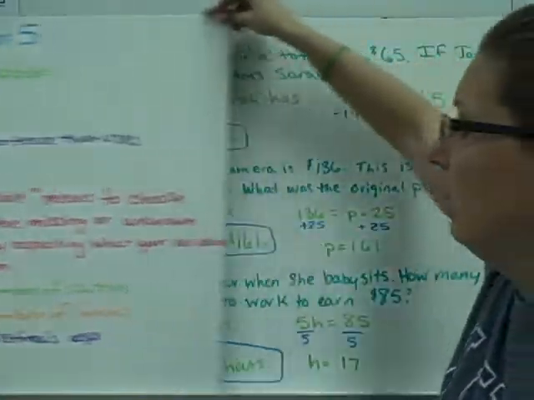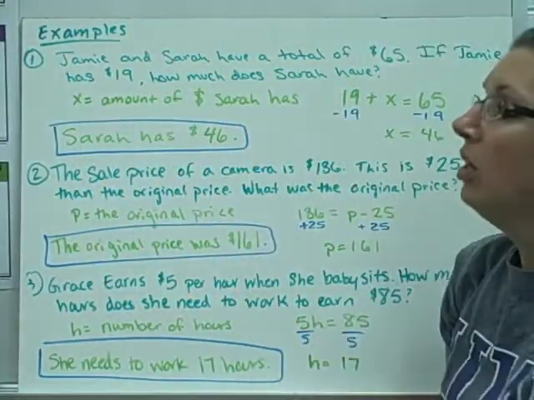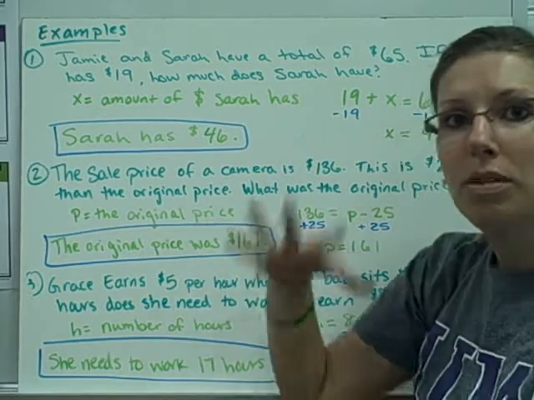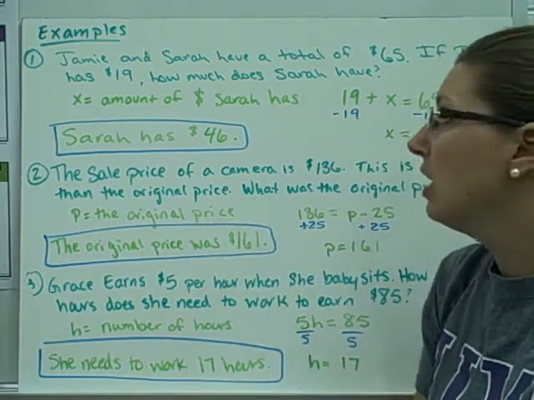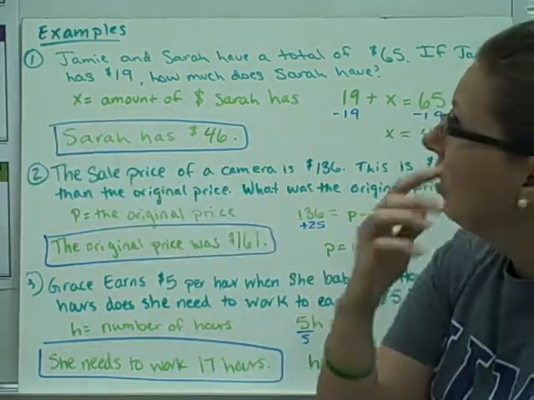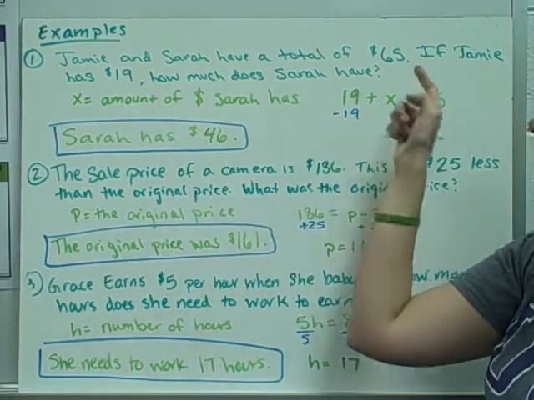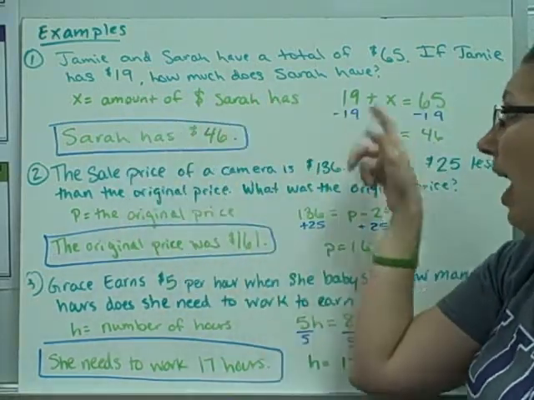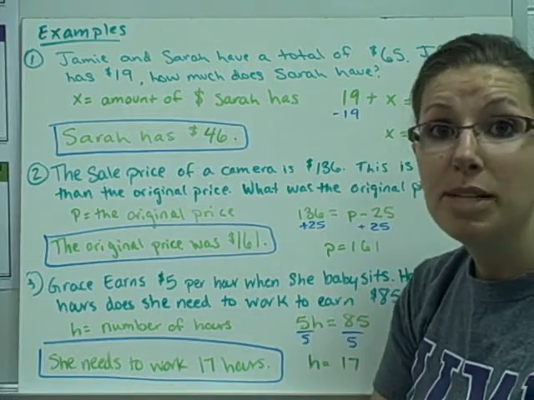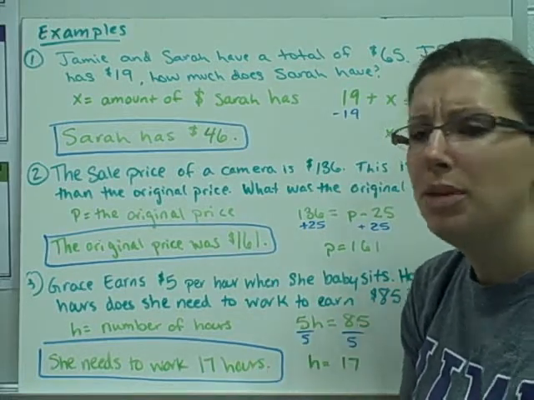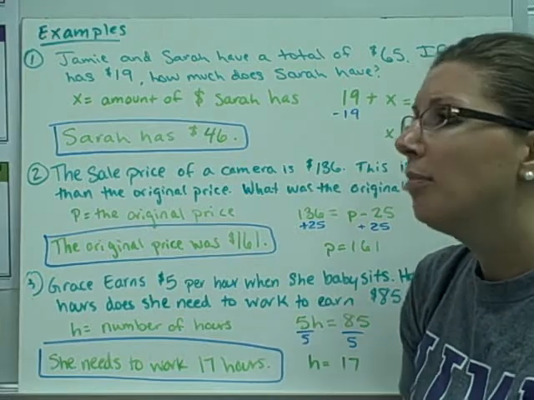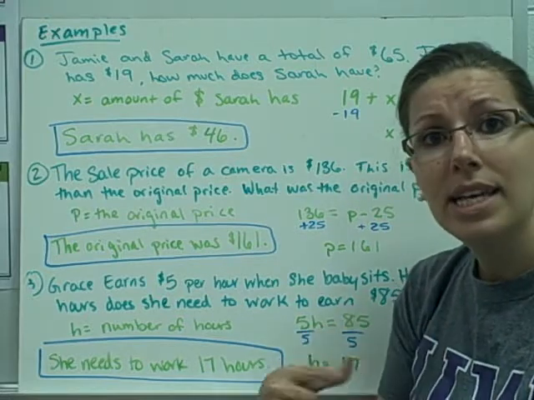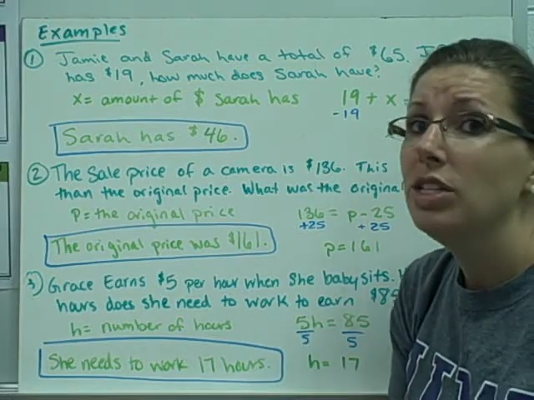So on this board you'll see a lot of writing, but it's just the word problem and then how we solve the word problem. So here's our first example. Jamie and Sarah have a total of $65. If Jamie has $19, how much does Sarah have? Yes, I know this seems like a very easy, basic problem. You could probably figure this out in your head, but like always, we start easy and then the problems get more challenging as we go.